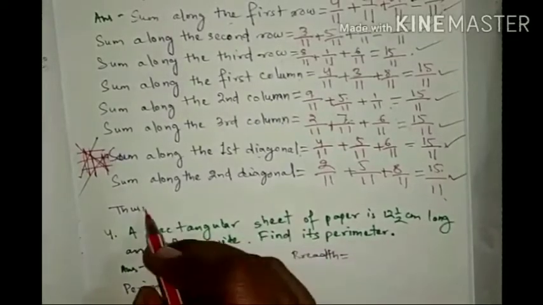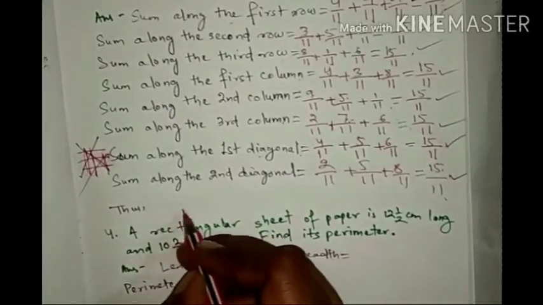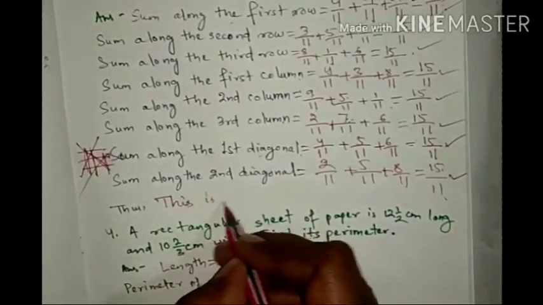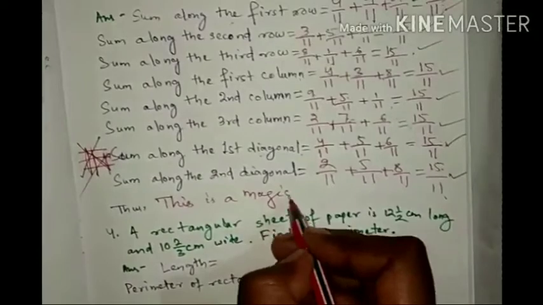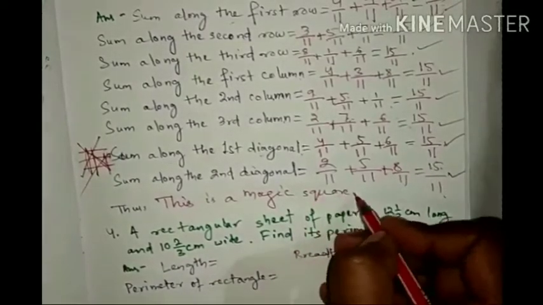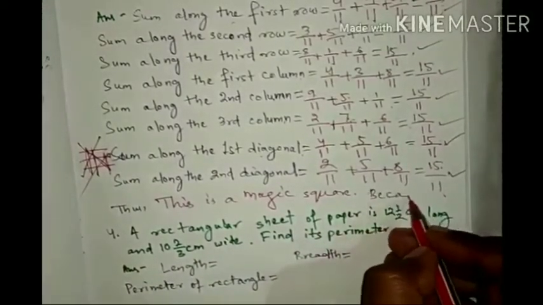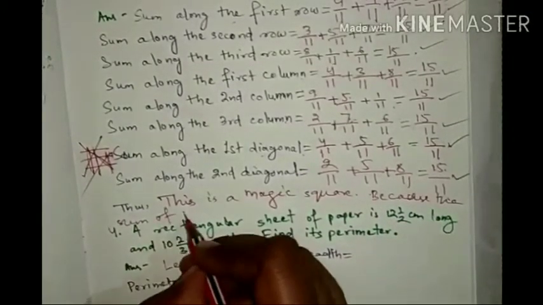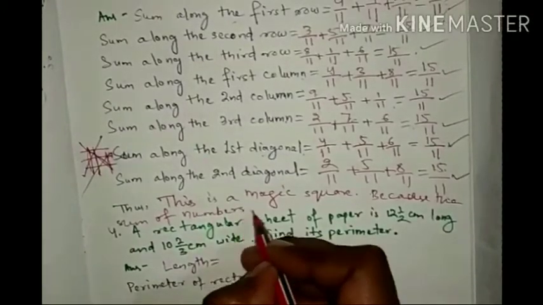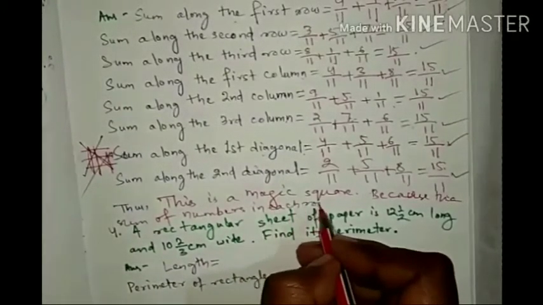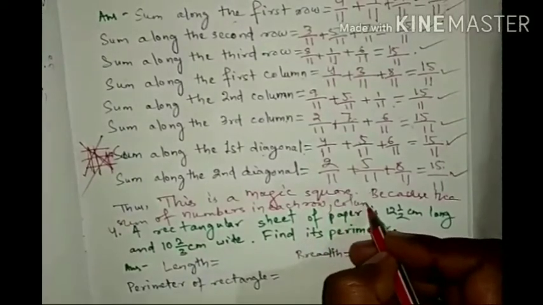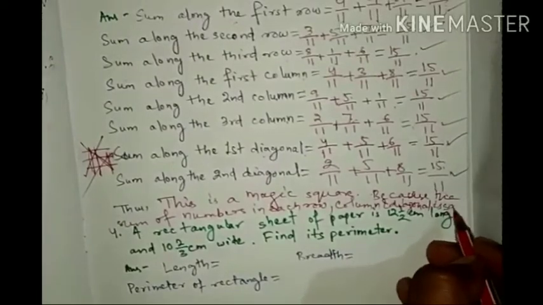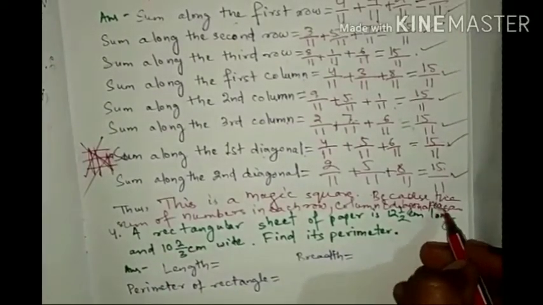So what is this? Thus, this is a magic square, because the sum of numbers in each row, column and diagonal is the same.